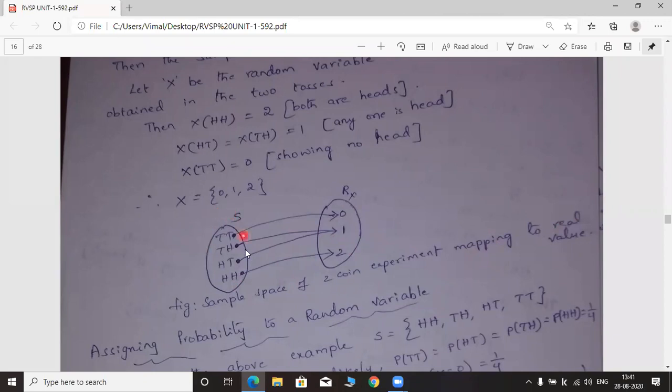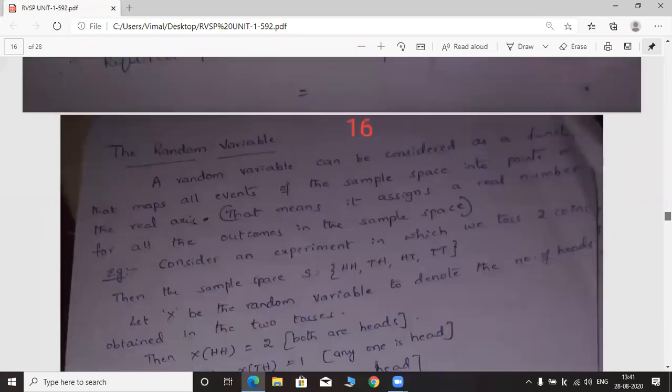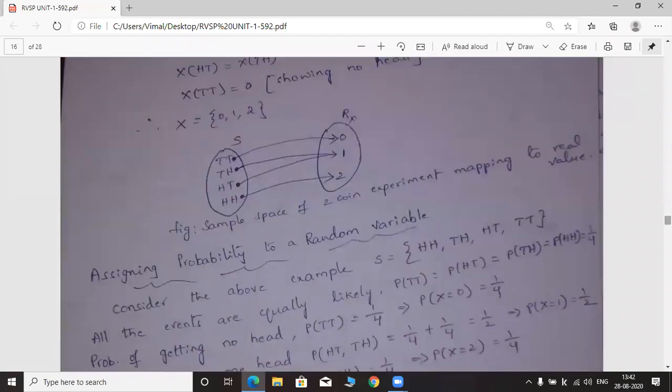The total number of possible outcomes in the sample space are mapped to real values. That is called a random variable. The random variable assigns a real number for all the possible outcomes in the sample space. That is the meaning of random variable, which is the criteria satisfied here, isn't it?